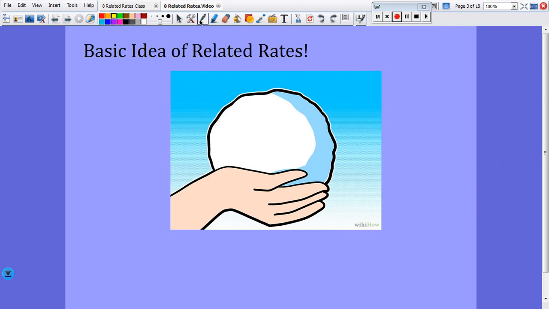The basic idea was our snowball problem. So if the snowball is melting and our volume is decreasing, well, the size of the radius of our sphere is also decreasing. So as volume goes down, the radius goes down too. Those rates of change are related.